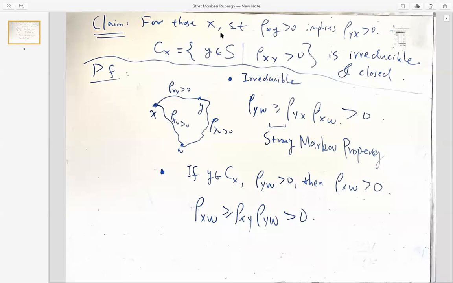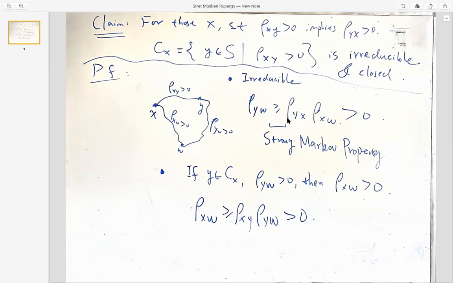So now we consider this case. If rho xy is bigger than 0, then we should also have rho yx bigger than 0. If you can go to y from x, then you can come back. So if you consider all the y that you can reach from x, that is Cx, then this set is irreducible and closed.